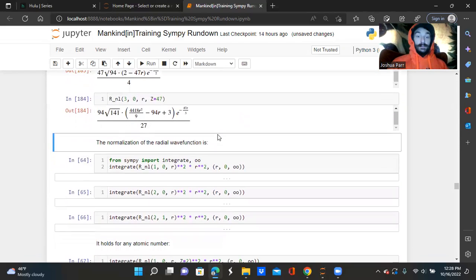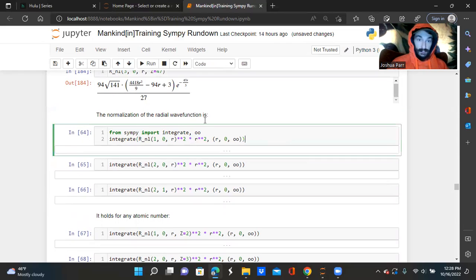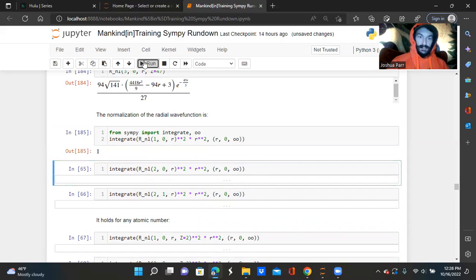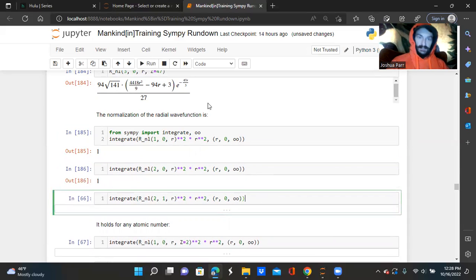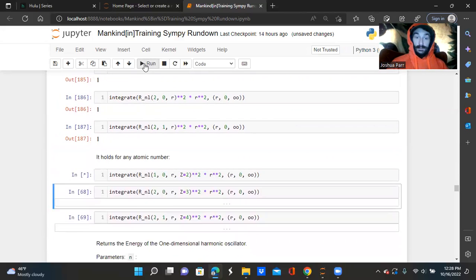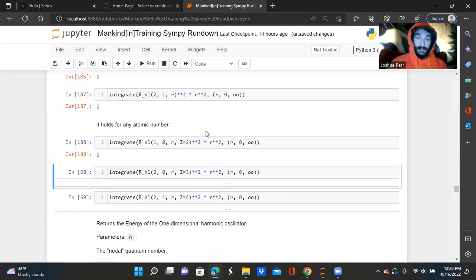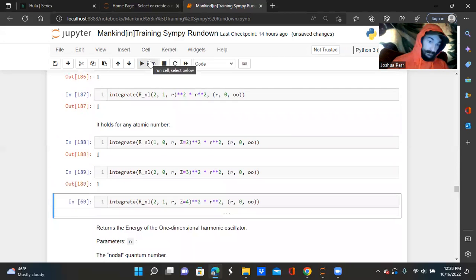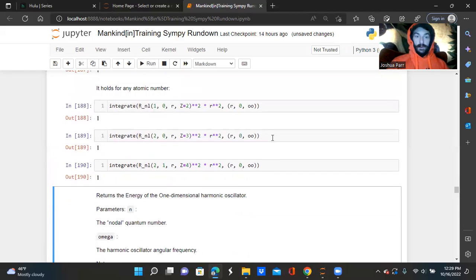The normalization of the radial wave function is done as such. Integrate r from 0 to infinity. 1, normalization. And this holds for any atomic number. Change the atomic number to, say, helium, change the atomic number again. We have normalization of all of them.